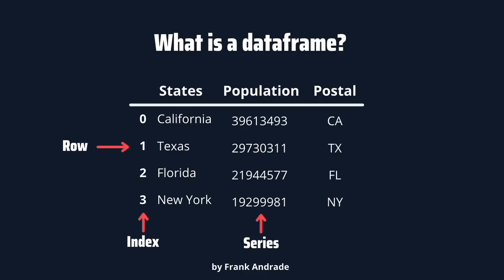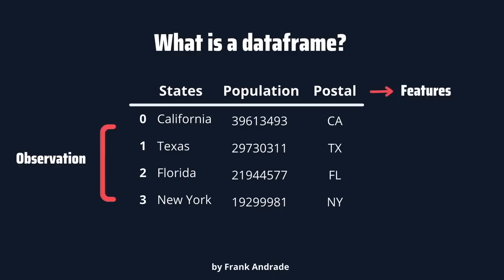Right now you see on the screen a data frame that shows the US states ranked by population. I'm going to show you the code to create a data frame like this later, but now let's analyze this data frame. The column names are also known as features. Our features here are states, population, and postal, while each row is known as an observation. We can say that there are 3 features and 4 observations because there are 3 columns and 4 rows.